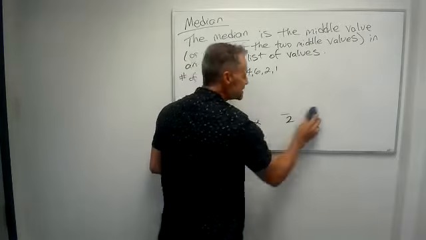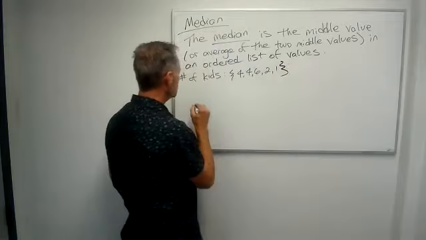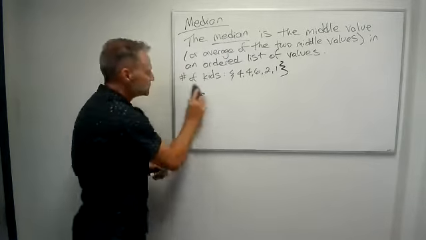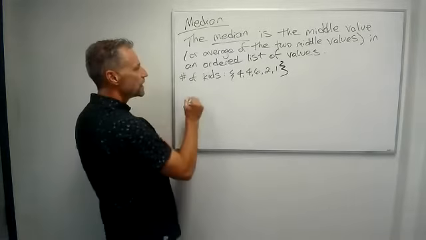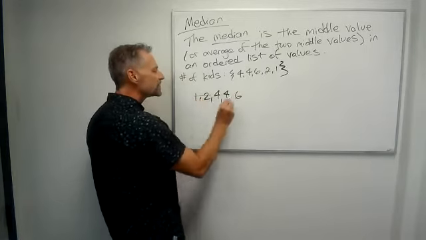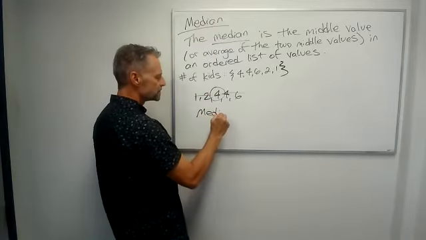So now we have an odd number of data values. When I find the median this time, let's just list them in order first. I have 1, 2, 4, 4, 6. If I get rid of 2 there and 2 there, there's only one middle value, and that's the median.